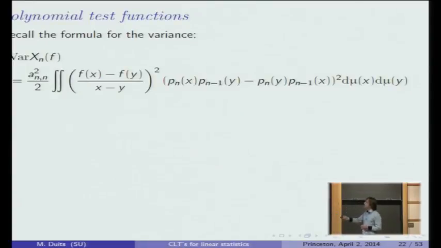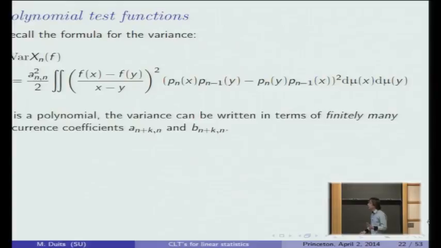So if f is a polynomial, then you can actually rewrite it in a different way, because then the ratio here will be again a polynomial in degree in the variables x and y. It's a fixed polynomial, so I can use the recurrence to work this out. And what I get is that the variance can be written in terms of finitely many recurrence coefficients, a_{n+k} and b_{n+k}. And the number of terms depends on the degree here.